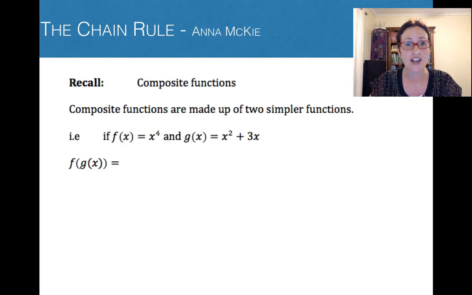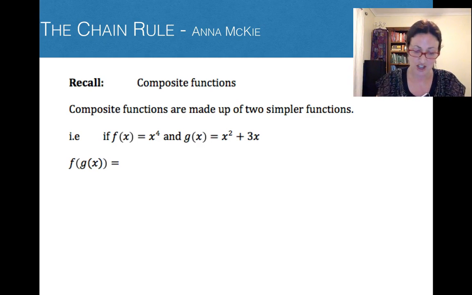Hello, I'm Anna Mackay, and this video is on the chain rule, and it's the second in the differential calculus series. To talk about the chain rule, we need to discuss composite functions first, and they're made up of two simpler functions. Now for my students, make sure you're writing everything down that you see on the screen, typed and handwritten.